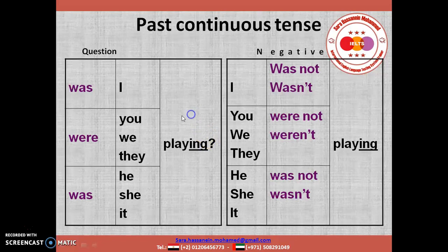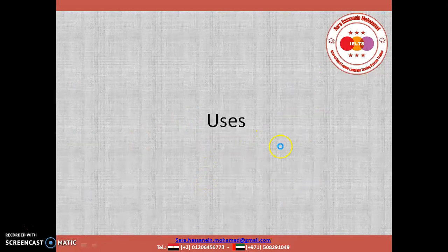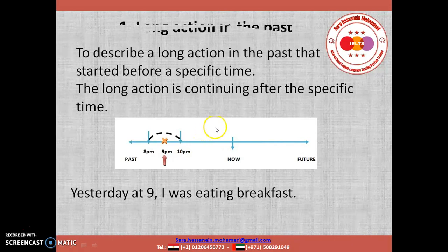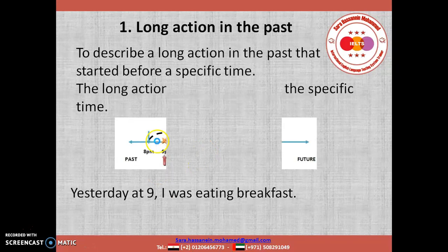Then let's just move to the next slide, which is the uses of the past continuous tense. The first use is the long action in the past. When you describe a long action which happened in the past before a specific time and continuing after a specific time.